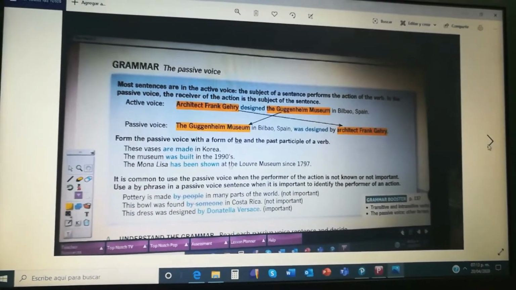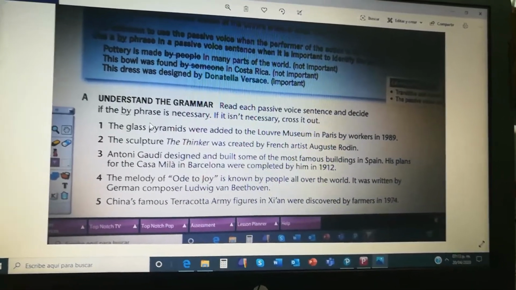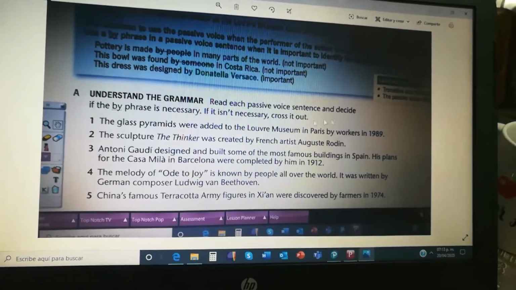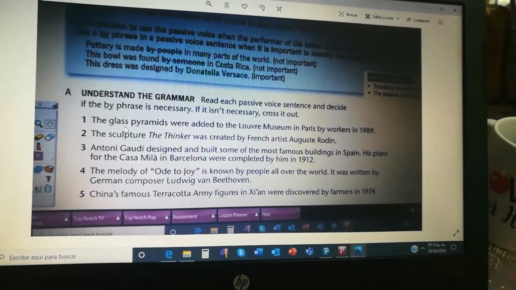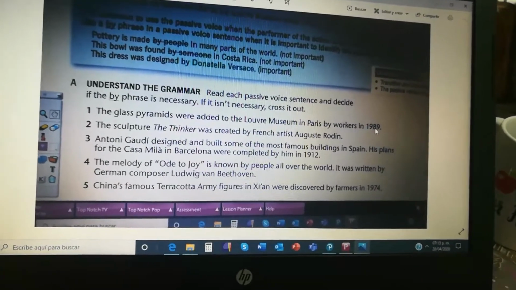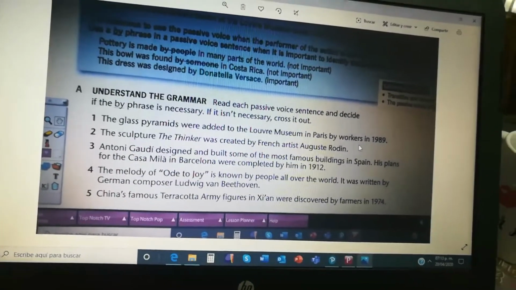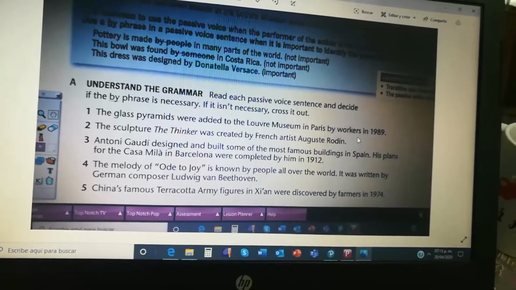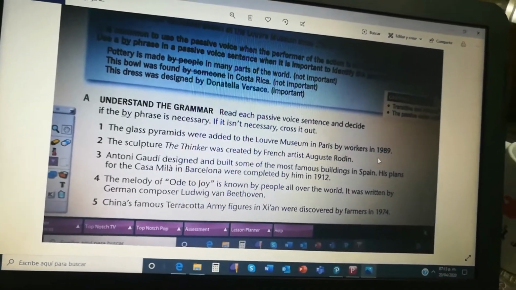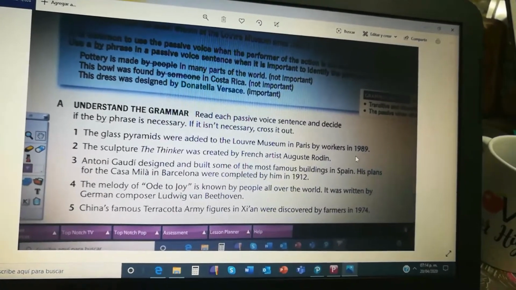Okay? So, the next exercise is: read each passive voice sentence and decide if the by phrase is necessary. If it isn't necessary, cross it out. For example, number one, the glass pyramids were added to the Louvre Museum in Paris by workers in 1989. The phrase is by workers. Do you think by workers is important? No, because it's not specific information for you. So, cross out by workers. Why? Because it's not important, okay? It's not necessary in the sentence.